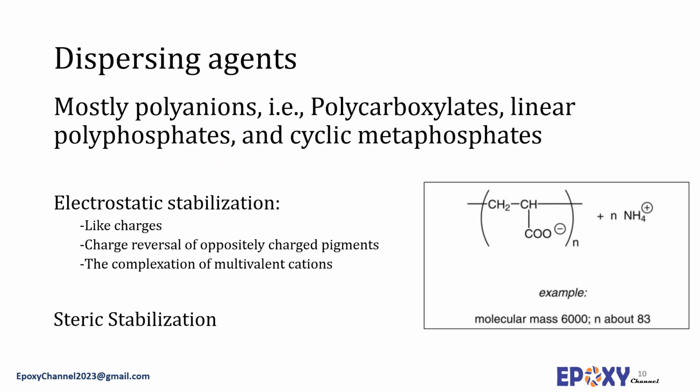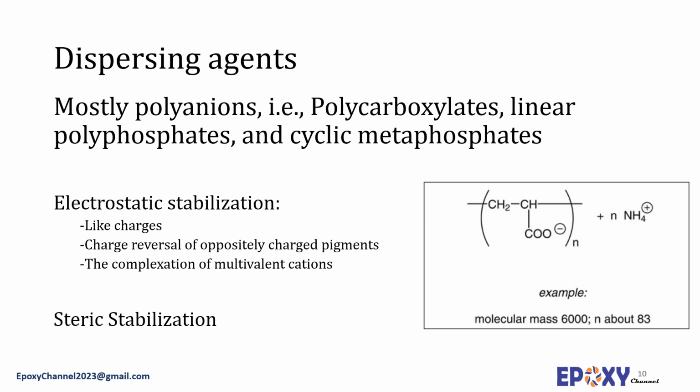Polyanions can serve as dispersing agents in dispersing systems and act by increasing the repulsive forces and therefore promote electrostatic stabilization. They are absorbed primarily on the electrically charged inorganic pigment and filler surfaces. In this case, the electrostatic stabilization is achieved by several means, including an increase in like charges, charge reversal of oppositely charged pigments, prevention of co-flocculations, or in some cases, the complexation of multivalent cations.